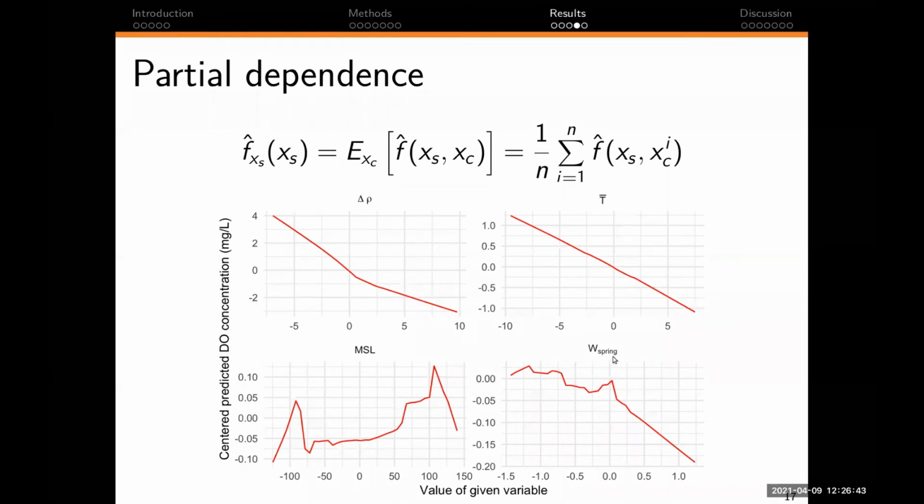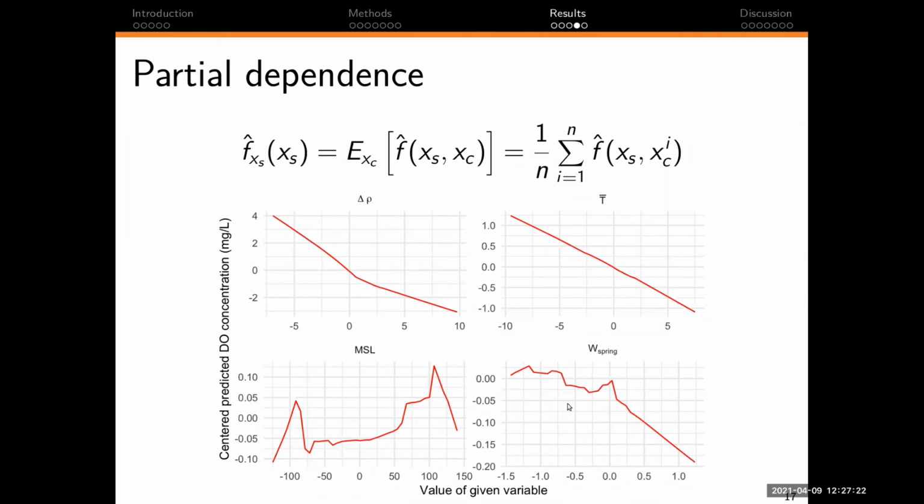I've shown here just two of the other variables in the model. For mean sea level, we don't see a really strong signal. It's hard to tell what it's fit here on average. And then for spring winds, we see a smaller signal, but we do see that as the spring wind becomes more positive, the predicted oxygen becomes more negative. The way that I defined the spring wind here is that a positive value is a wind coming from the northeast, and a negative value is coming from the southwest. So this result is consistent with that Lee et al. paper that proposed the spring wind is one of the mechanisms influencing hypoxia in the bay.